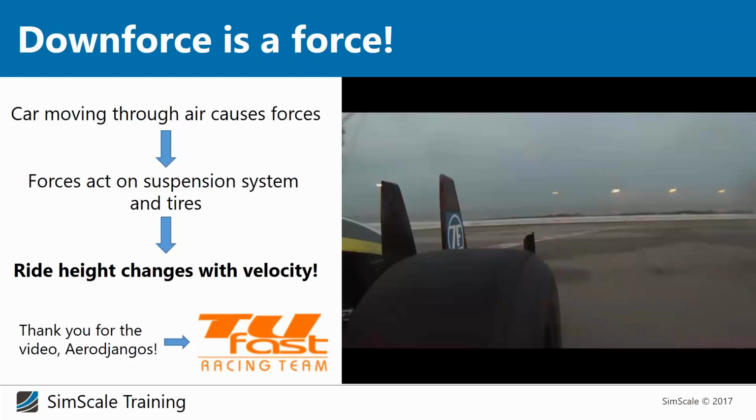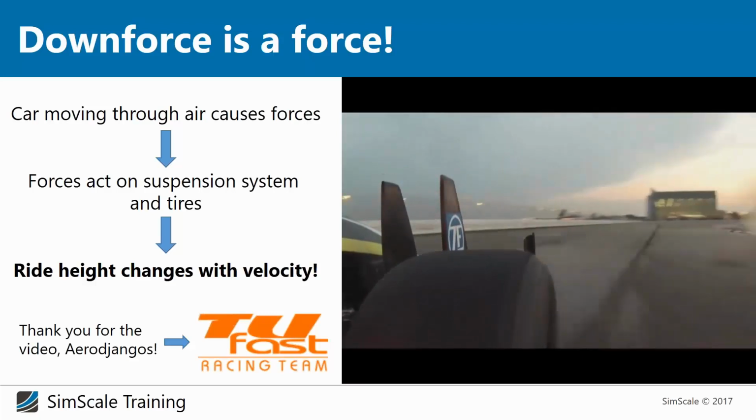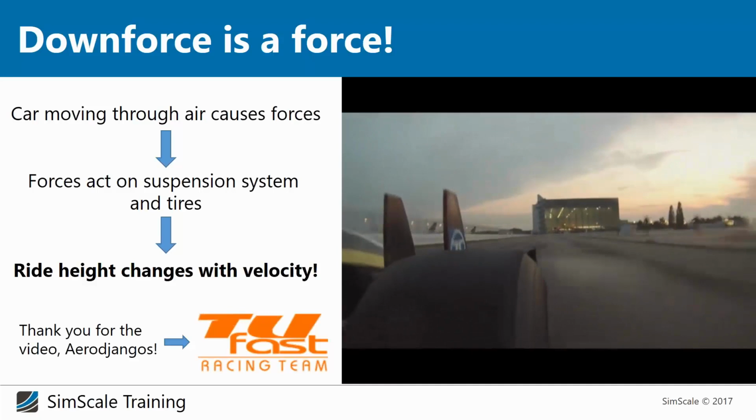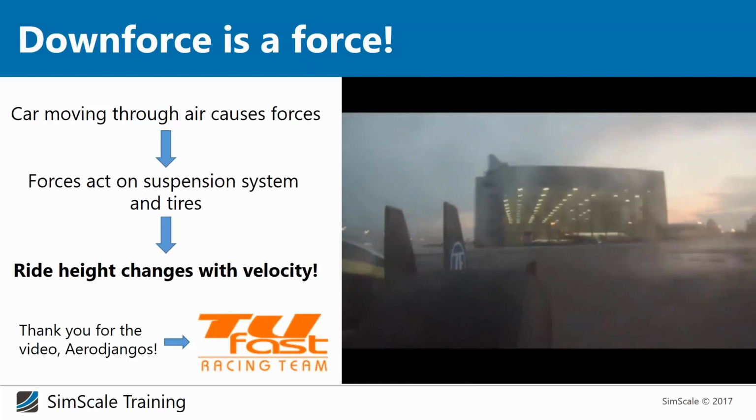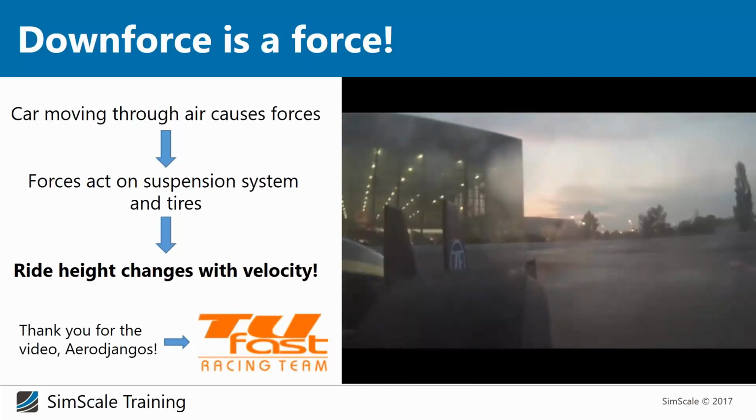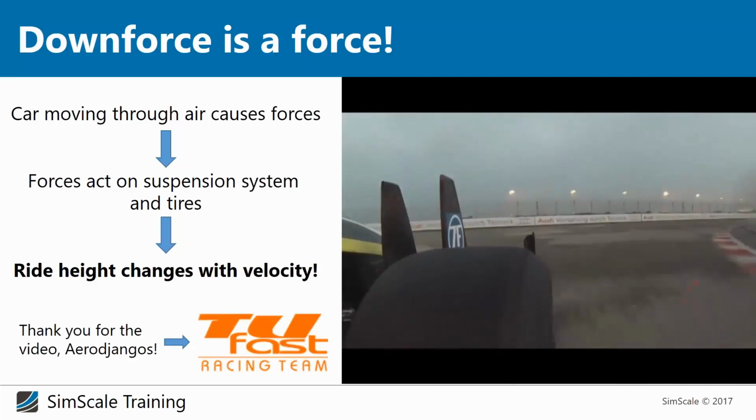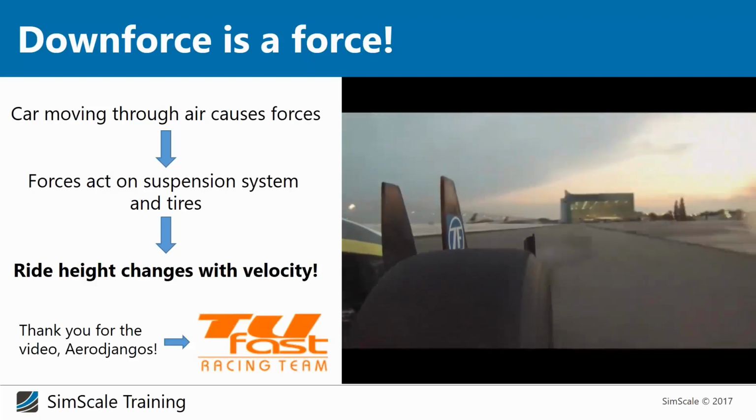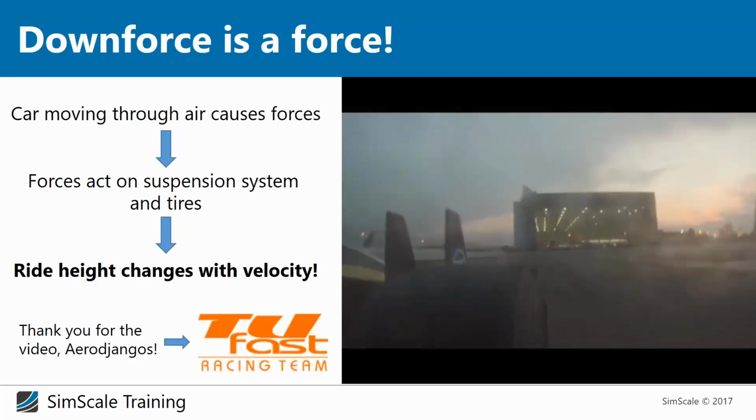And I want to thank the Aero Django's from the Too Fast Racing team from Munich for giving me the video to show you how this looks in reality. So as you can see, you might orient yourself on the ZF logo on the front wing. Now the speed is increasing and the car gets closer to the ground. And now as the speed decreases, the car gets up once again. So this is a pretty nice example for that. Maybe we can have a look at it once again. It's just so impressive, I think. Look how the logo is just hiding behind the front tire. It's really awesome. Well done, guys.